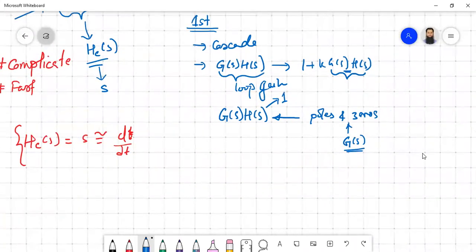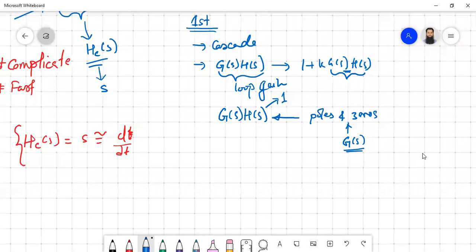Now, what will be the modification here? Modification is instead of G of S, actually we'll be changing the poles and zeros of H of S here. So we'll be adding poles and zeros here. And this is how we are going to reshape the root locus, moving towards the desired position. So we have to make sure that our root locus goes through the desired position. Okay, so this is the difference, but more or less similar idea.